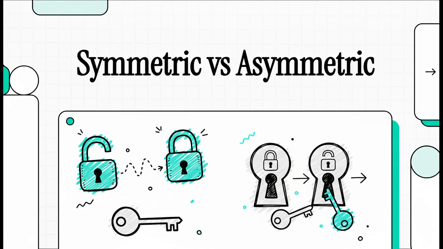All right, let's dive in. Today, we're going to unlock the secrets of encryption. We're breaking down the two core methods, symmetric and asymmetric, that pretty much power our entire secure digital world.